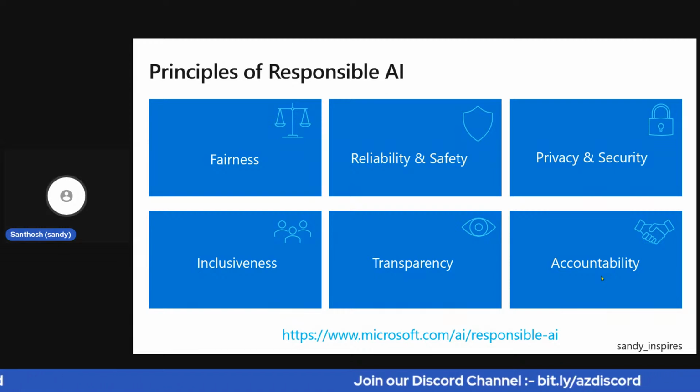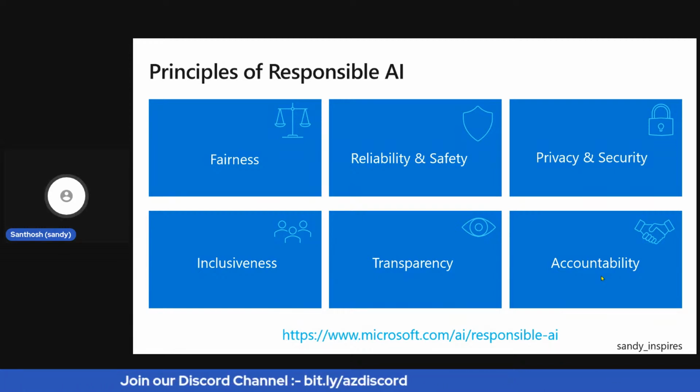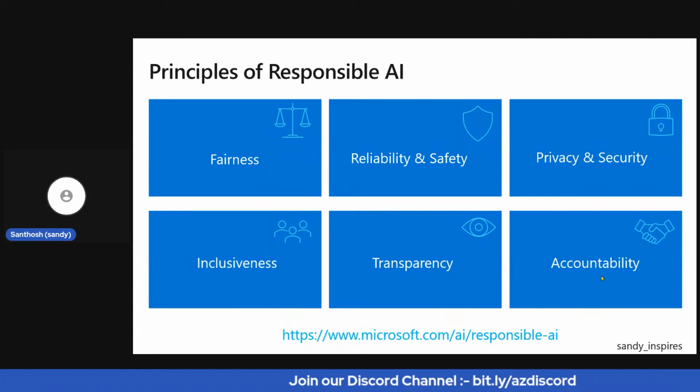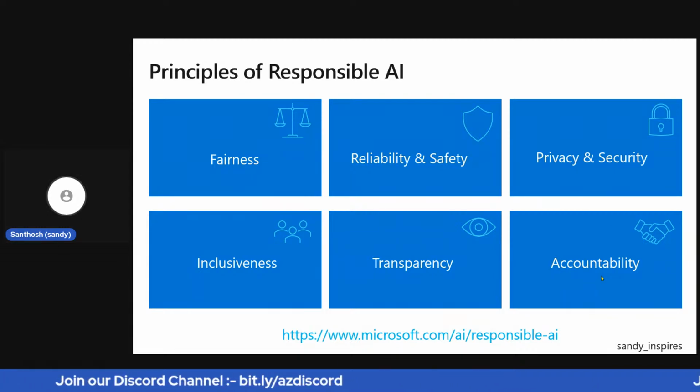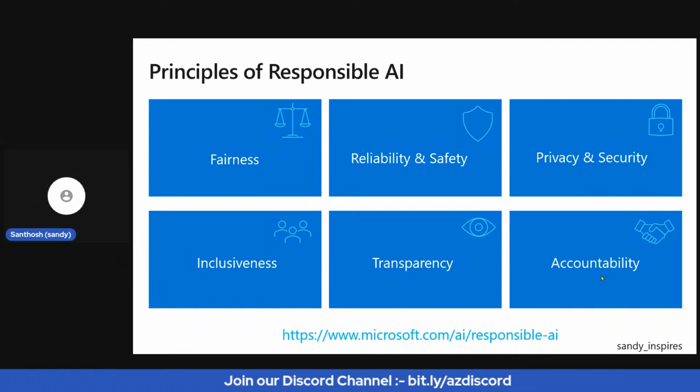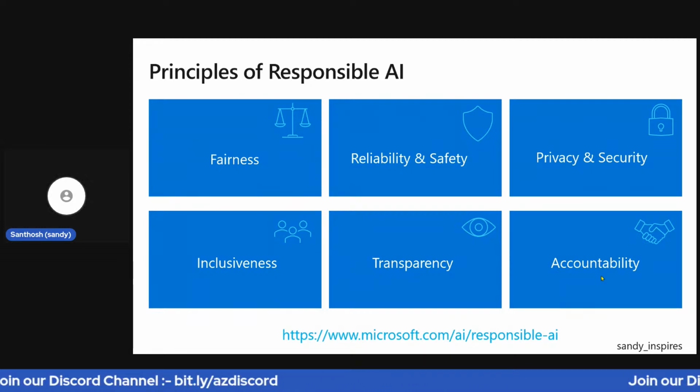The model can also have a bias based on the number of records. Let's say there are 50 records of male applicants and 50 of female applicants, so that is an unbiased scenario. But if there are more male applicants or more female applicants for the model that you're trying to train, then the model would be biased toward the side which has more training records.